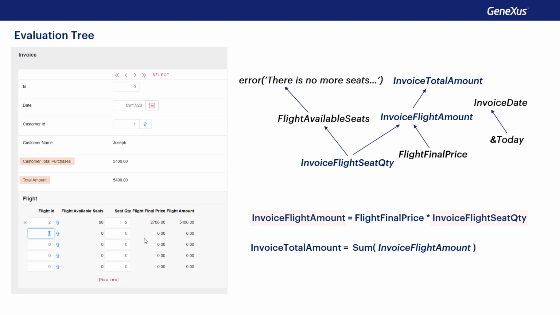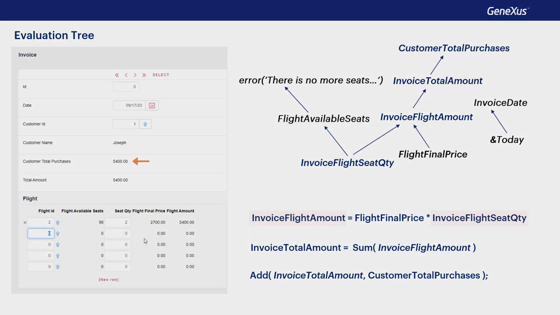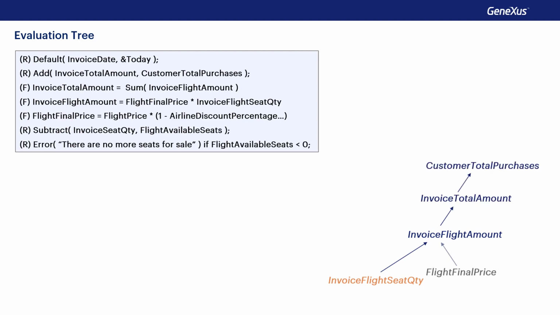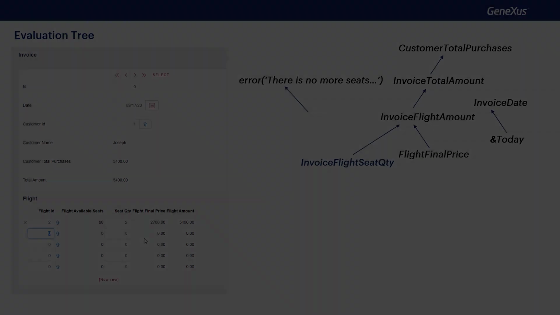And lastly, changing the total also implies having to trigger the rule add invoice total amount, customer total purchases, because the customer's total purchases have to be updated. In addition to triggering all the formulas and rules included in the right branch of the tree from the attribute invoice flight seat quantity, the formulas and rules included in the left branch will also be triggered.